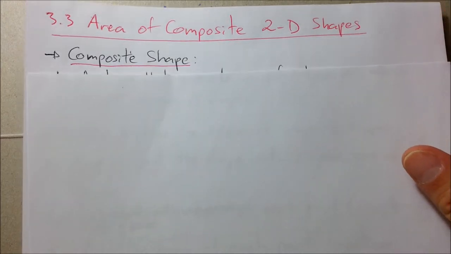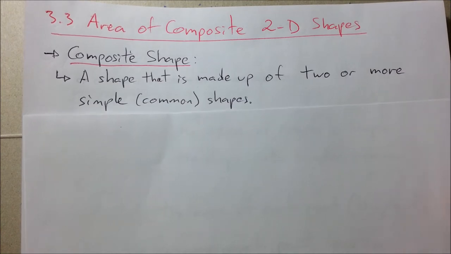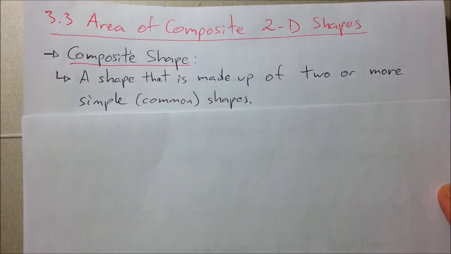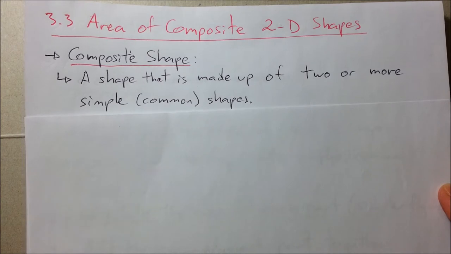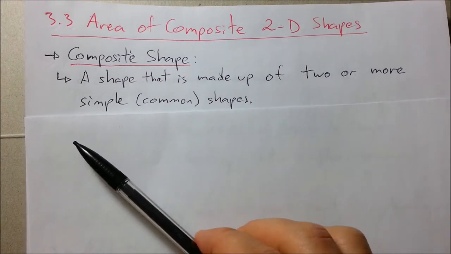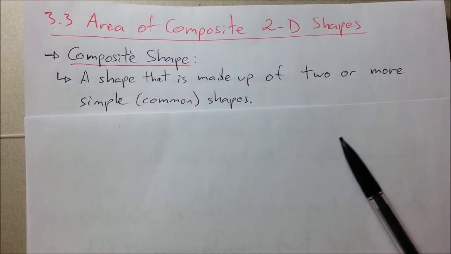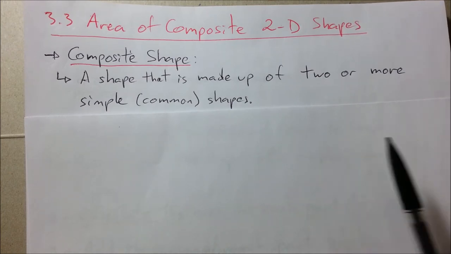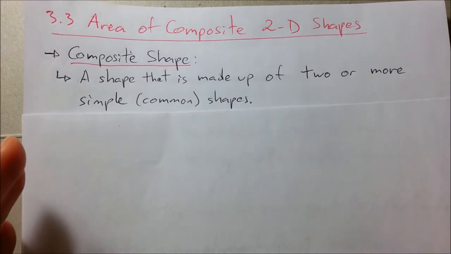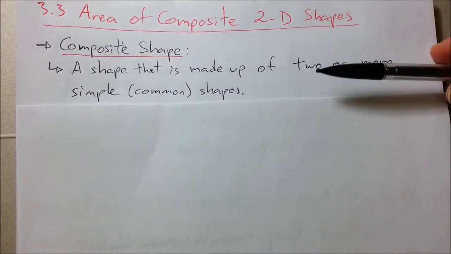So what is a composite shape? A composite shape is a shape that is made up of two or more simple common shapes. In other words, we've learned a lot about the common shapes: a square, a triangle, a semicircle, a parallelogram, etc. Well, composite shape means you combine these shapes and you create something more composite, new shapes formed by common shapes.